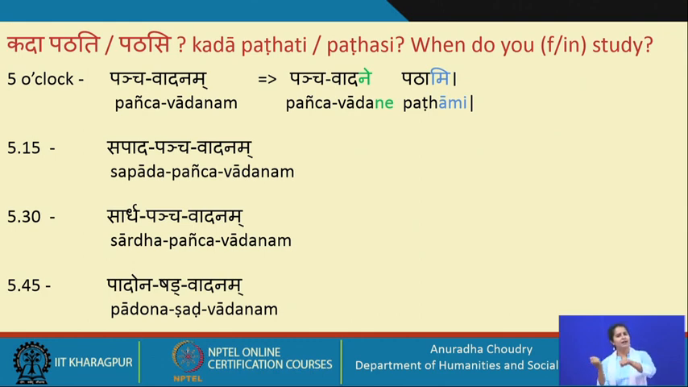Aham pancha vadane pathami. Then at 5:15, you go to play. Bhavan kada kridati? Answer, aham sapada panchavadane kridami. So just for our practice, sardha panchavadana will become sardha panchavadane. Padona shadvadanam? Padona shadvadane. At 10 o'clock? Dashavadane. Kada bhojanam karoti bhavan or bhavati? Answer, aham navavadane bhojanam karomi. Uttamam. Or whichever other time, now that you are familiar with the different ways of saying the time, you can say it as per your own schedule.